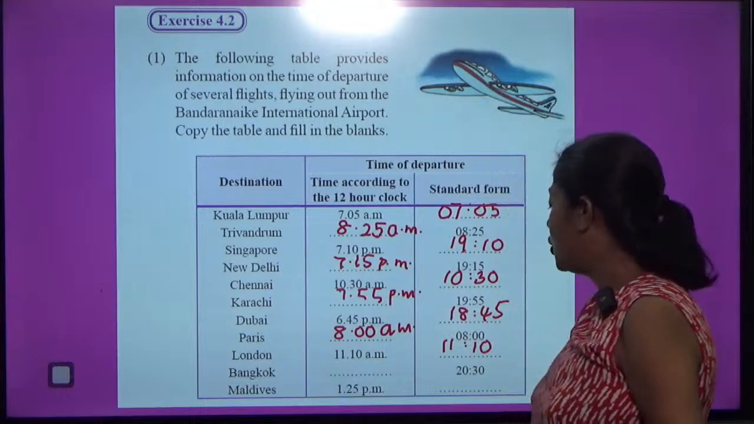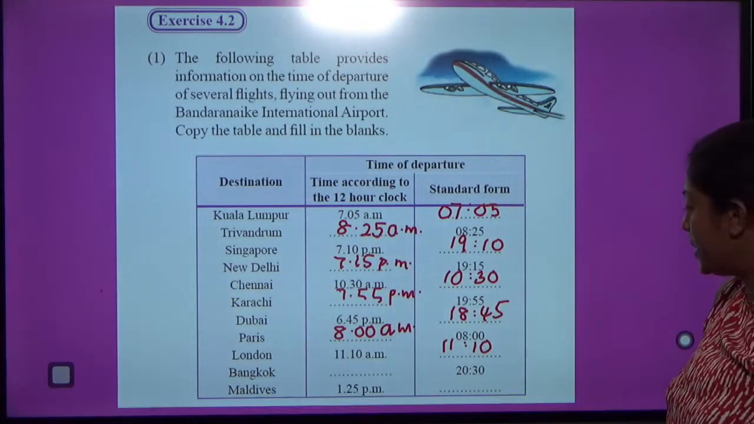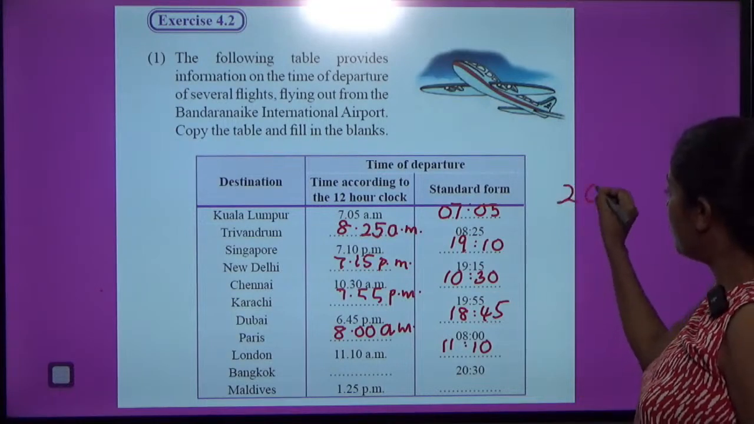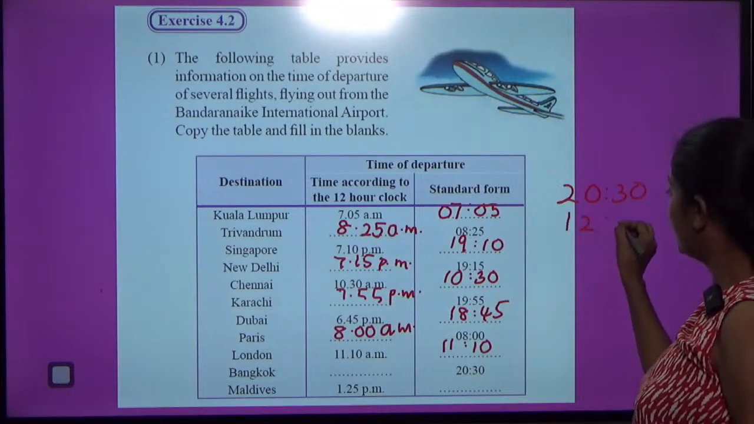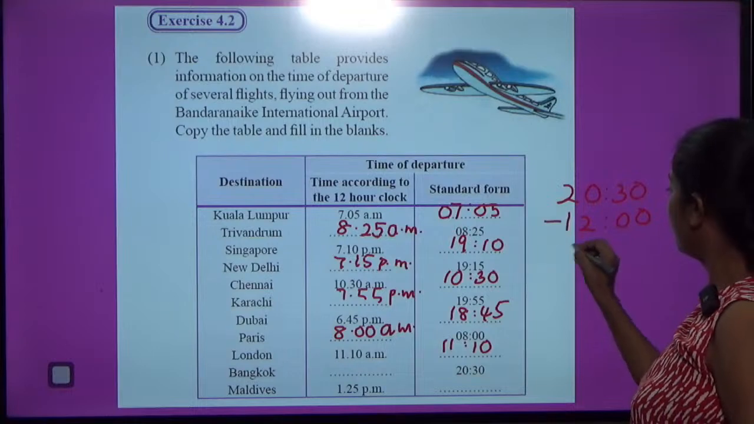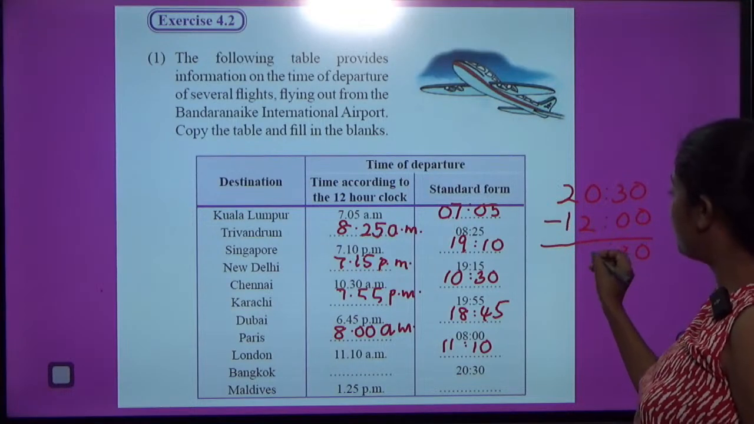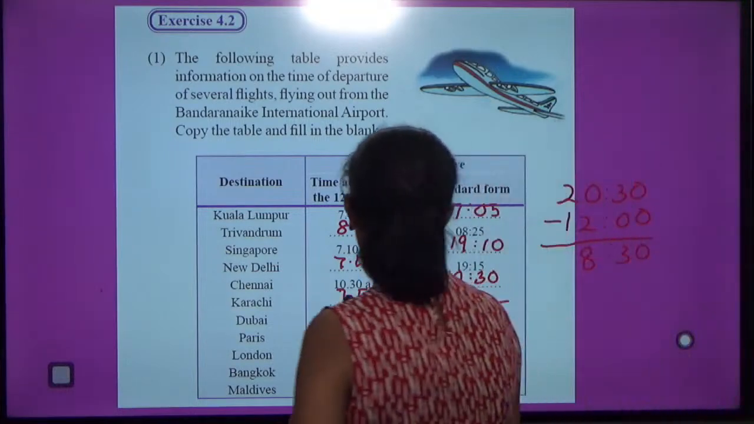That's only 20 and 30. That means it is PM time. From that you have to subtract 12. Then what's the time? 30 has remained like this. Then 10 minus 2, 8. Then time is 8:30 PM.